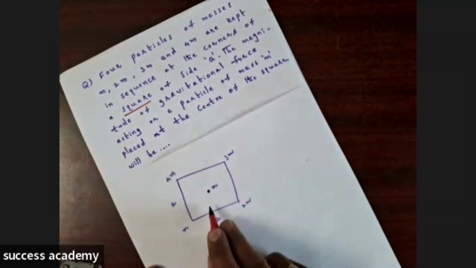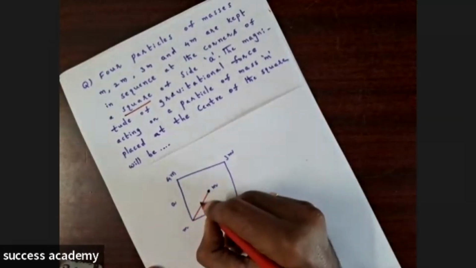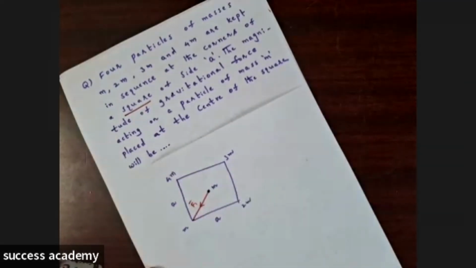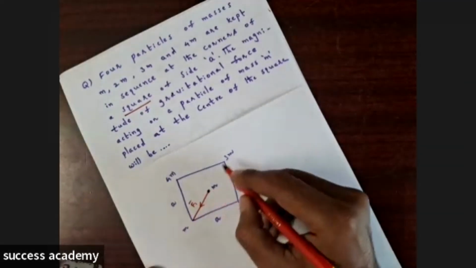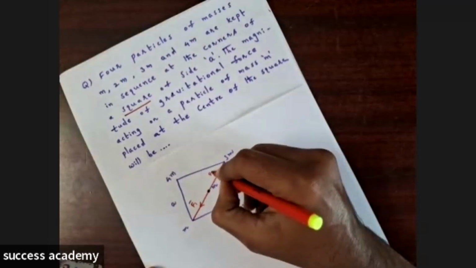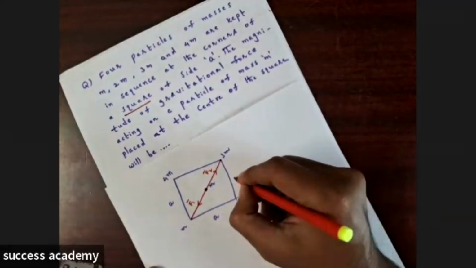This small m at the center moves towards m like this direction, and this is F1 bar. Again this small m moves towards 3m, and this I am taking as F2 bar. Now this is a, and this is also a.